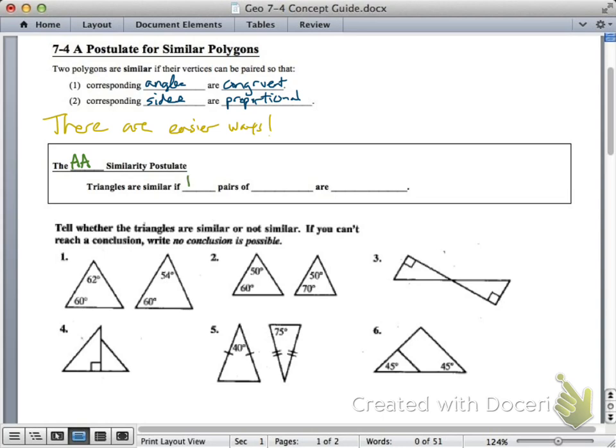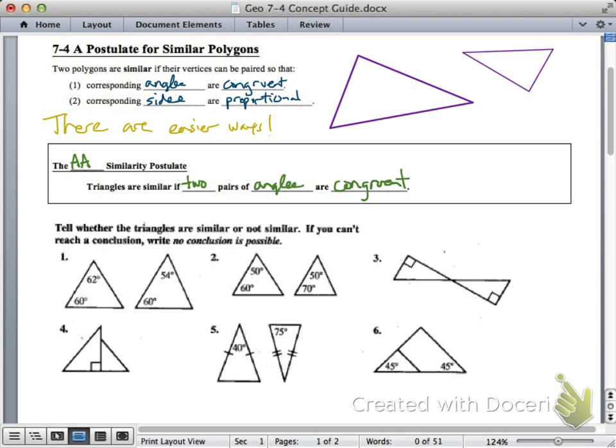Angle, angle. Triangles are similar if two pairs of angles are congruent. Let's talk about this for just a second. If we have two triangles, and let's say that we know that two of the angles are congruent. They both have an angle A, and then they have another angle that's called angle B. So therefore the AA part of this. Well, if we know that the other angles, let's call one X and the other Y, A plus B plus whatever the third angle is has to equal 180. A plus B plus X has to equal 180. A plus B plus Y has to equal 180.